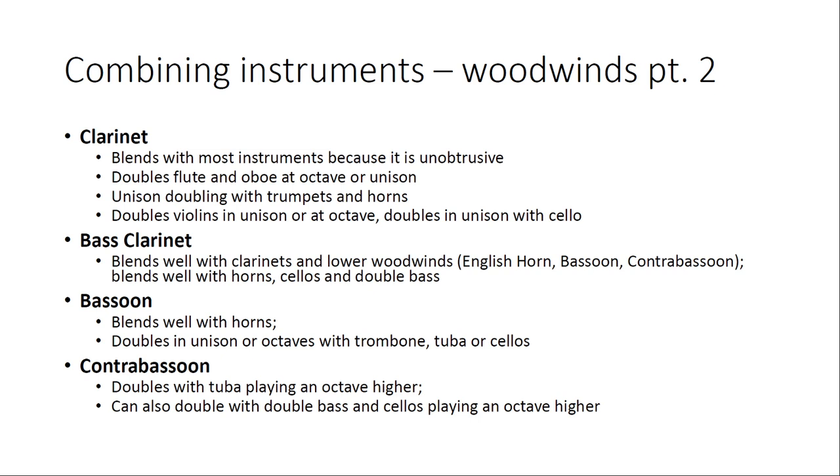The clarinet is again another chill instrument because, as I've said, it's really unobtrusive. It doesn't really stand out, especially in the lower registers. It can also double the flute and oboe. Apparently it can double trumpets in unison. I didn't really use that combination that much, so I'm just gonna go with it. Knowing how they sound, I can see how it may work. I guess it depends on tastes.